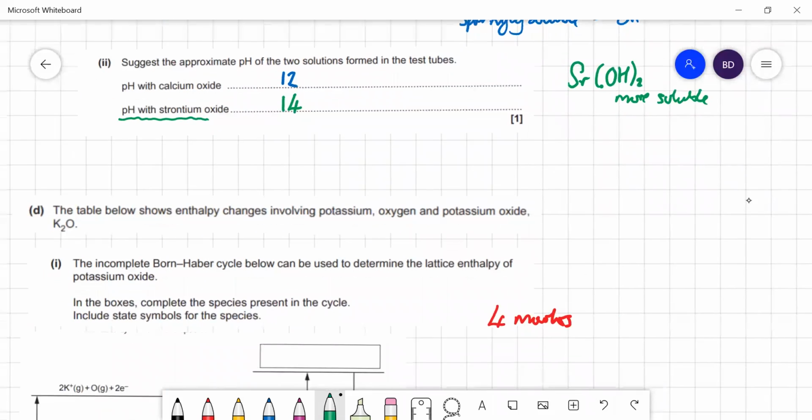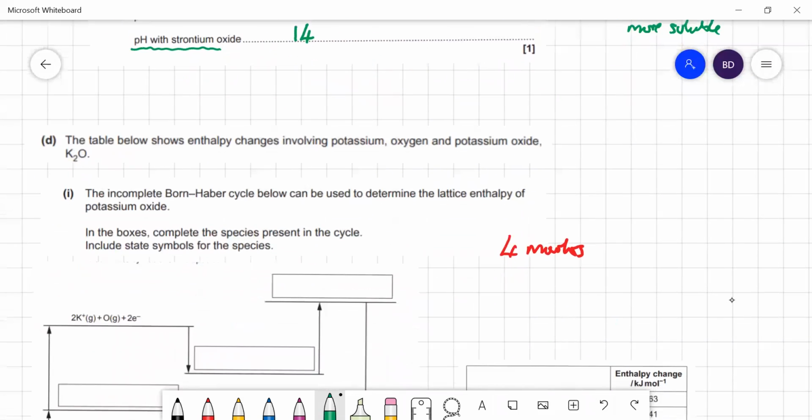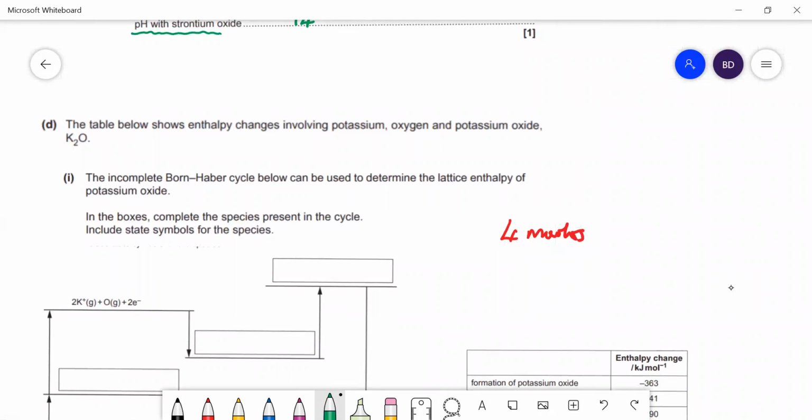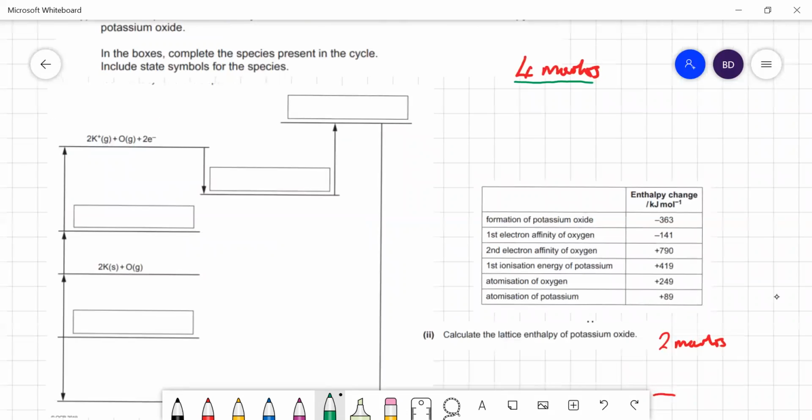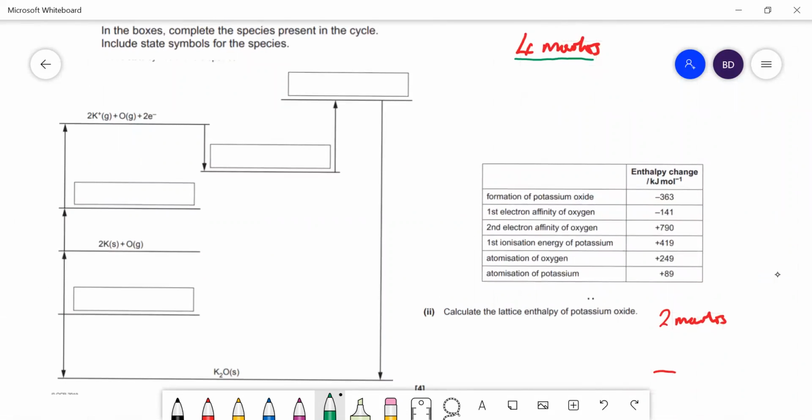Okay, so this is now going on to the Born-Haber cycle. It is the Born-Haber cycle for potassium oxide. You've got an incomplete Born-Haber cycle below. First of all, you've got to fill in the boxes, and then later we've got to work out the lattice enthalpy for potassium oxide. Let's do the first bit. So 4 marks, we've got to fill in these boxes here. You've got to know how to do a Born-Haber cycle.